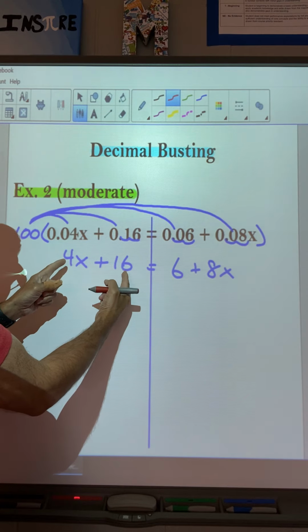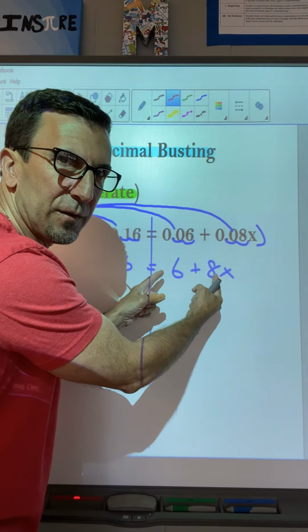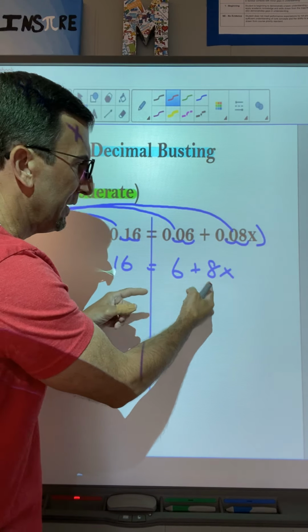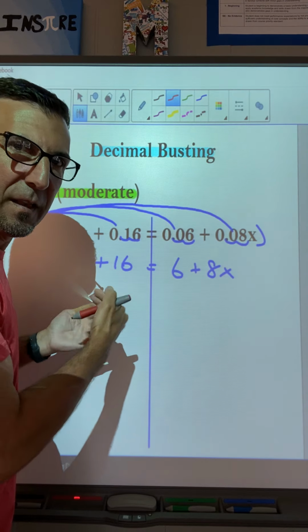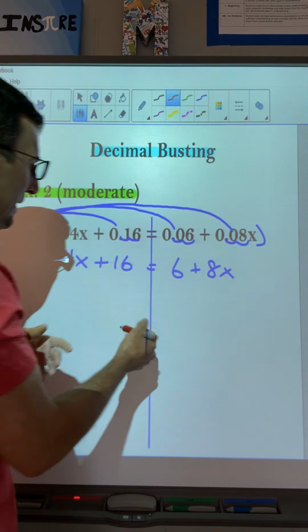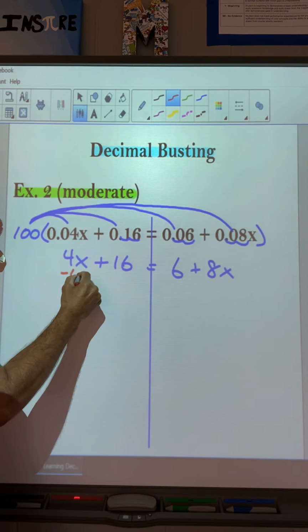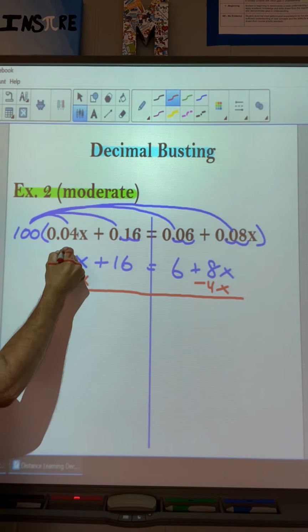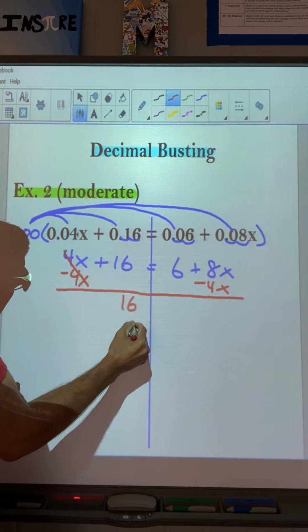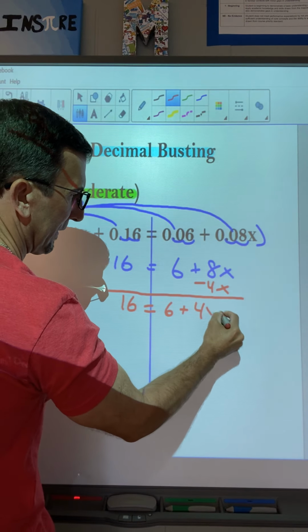Can I combine these two terms? Nope, can't do that. Can I combine these two terms? So now it's moving day. Let's get all the x's to one side first, then let's move the numbers to the other. Since this x is smaller over here, I'm gonna move it over there. So let's subtract 4x's, subtract 4x's. So that's now 0. 16 equals 6 plus 4x's.